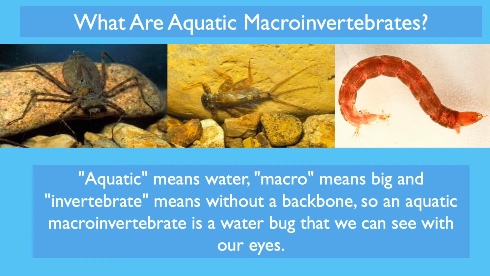First off, what are aquatic macroinvertebrates? Aquatic means water. Macro means big, or big enough to see without using a microscope. An invertebrate means without a backbone. So an aquatic macroinvertebrate is a water bug that we can see with our eyes. The 3 examples on the slide from left to right are a dragonfly larva, a mayfly larva, and a midge larva.